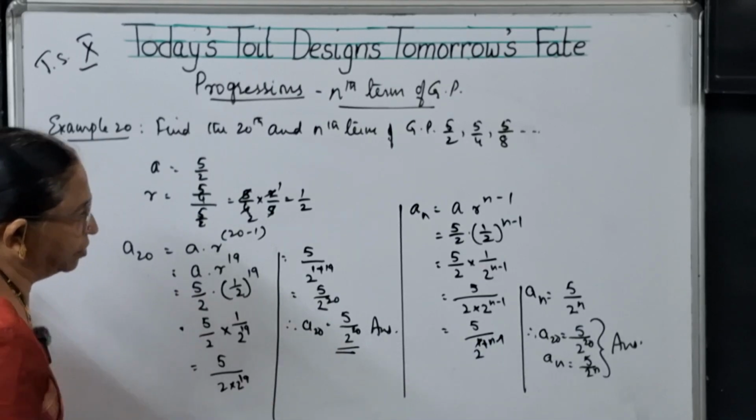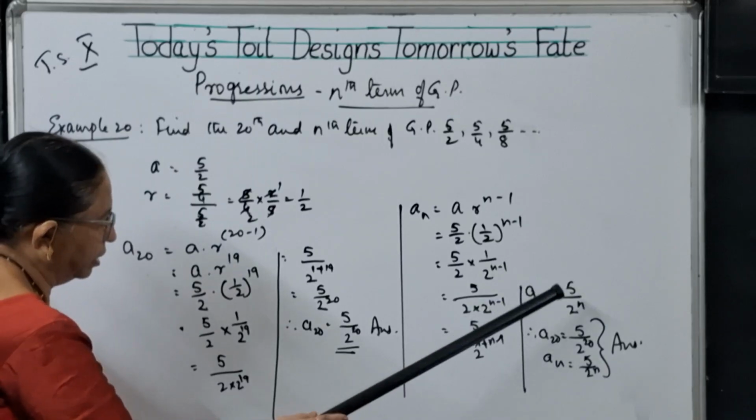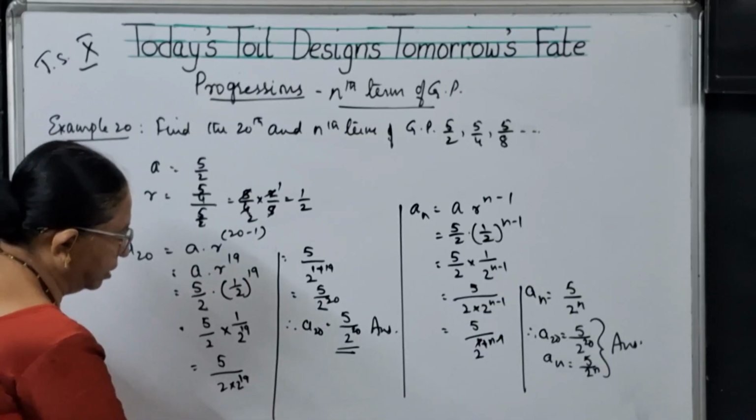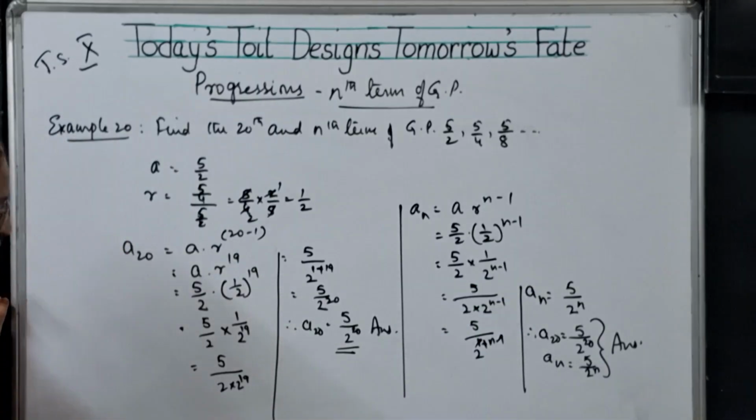So plus 1 minus 1 will get cancelled. We are getting 5 by 2 to the power of n. So an is 5 by 2 to the power of n. A20 is 5 by 2 to the power of 20. These are the answers for this bit, children. Please note it down.